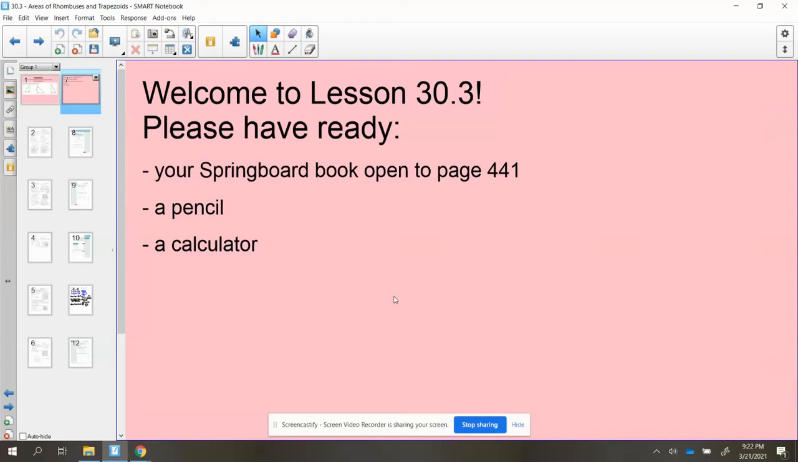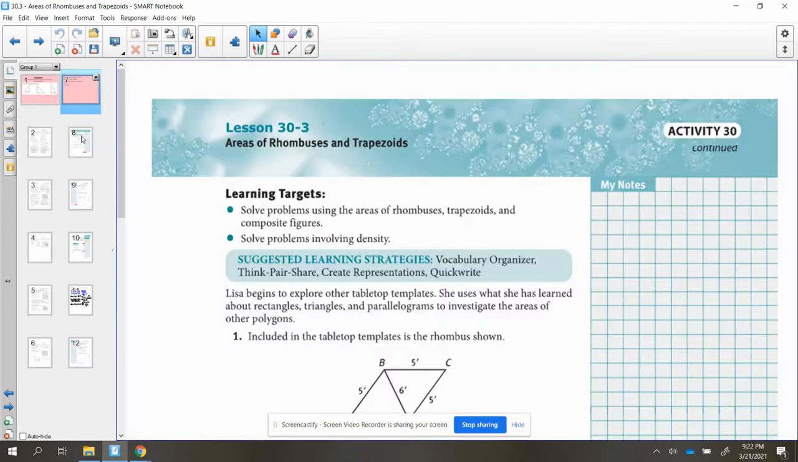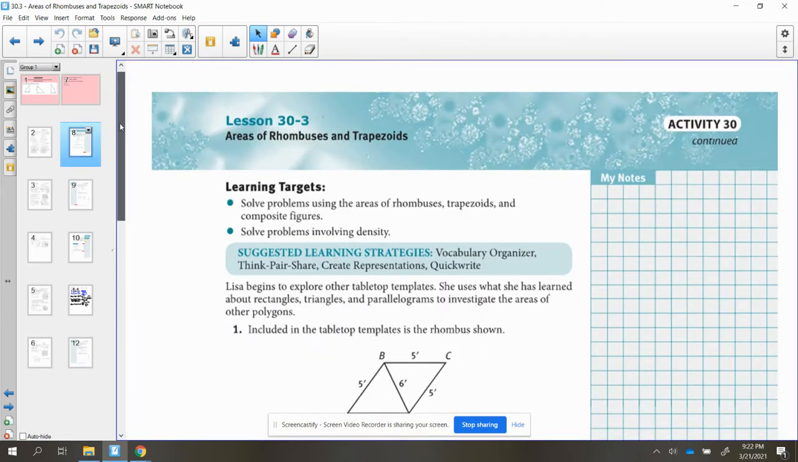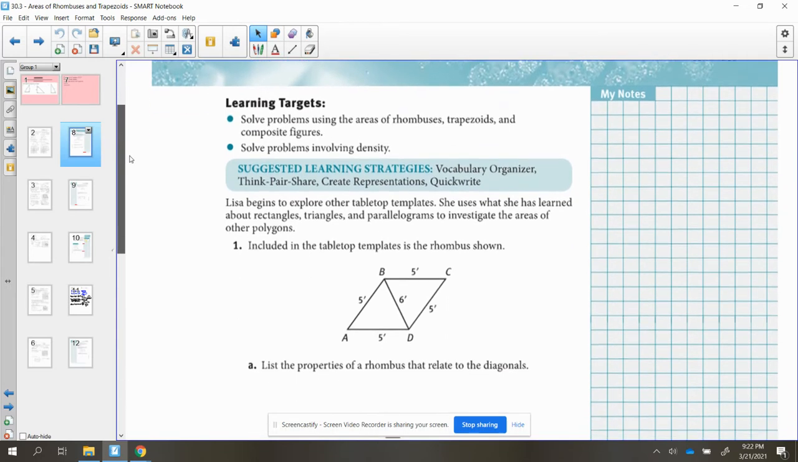Everyone, and welcome to the last lesson of Activity 30, Lesson 30.3, which starts on page 441 in your Springboard books, and you will definitely need a pencil and a calculator today. Now, to start this lesson, we are going to talk about finding the area of a rhombus.